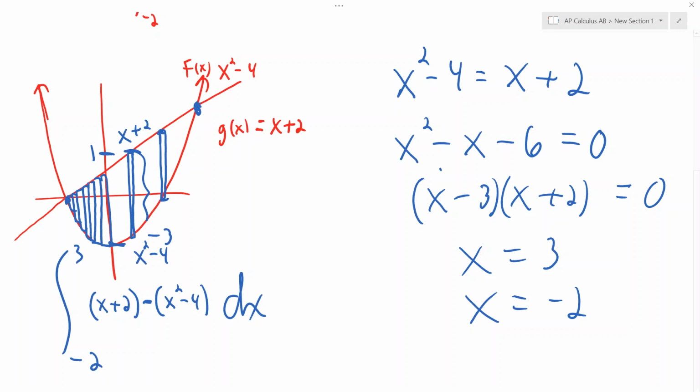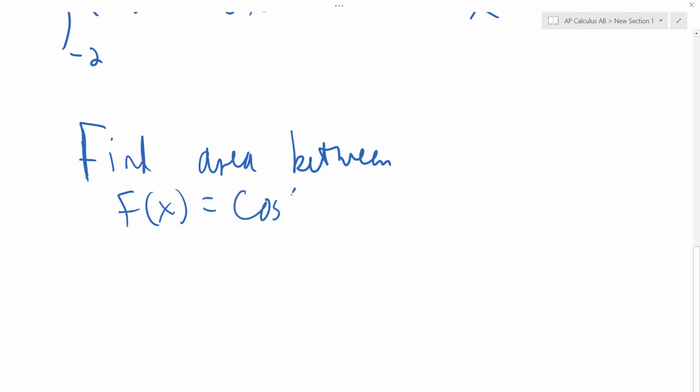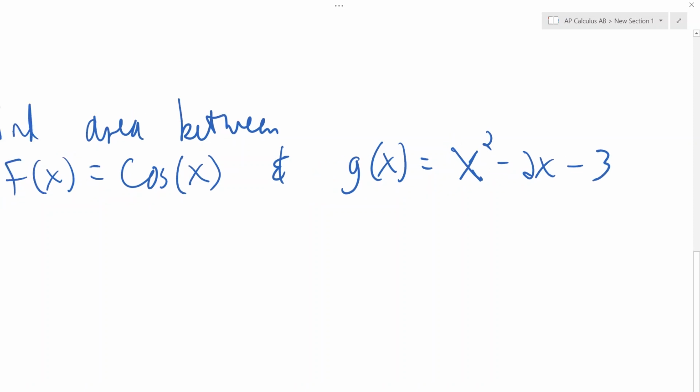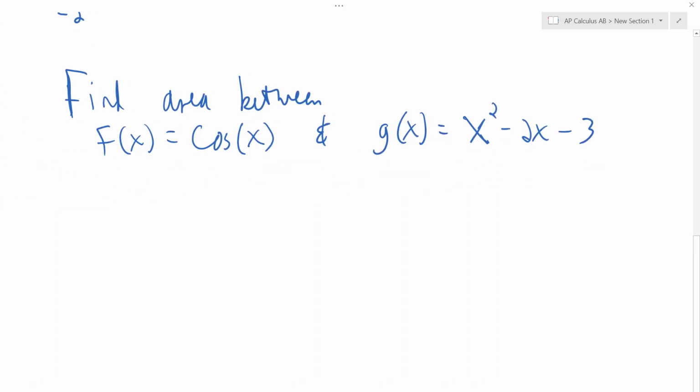I'm going to forego that and give you another question. Can you find the area between f of x equals cosine x and g of x equals, what's something good? Excellent. x squared minus 2x minus 3. Need a calculator for this one.